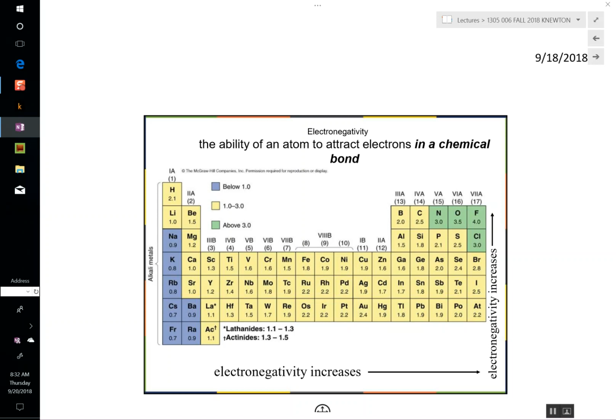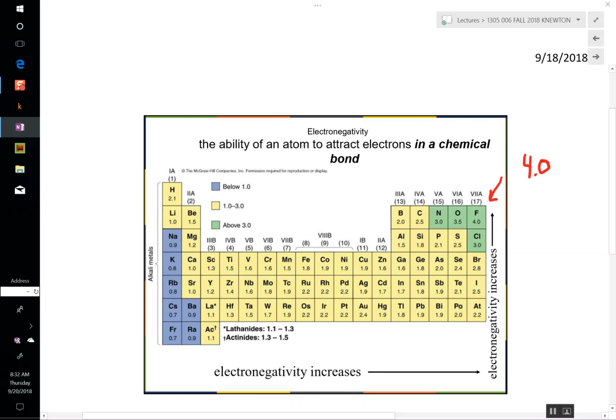Where do you find the highest number on that table? What's the highest number? Fluorine. So the highest number here is 4. Fluorine. So what that is saying is that fluorine, as you would compare it to any other element in the table, has the strongest attraction for electrons.